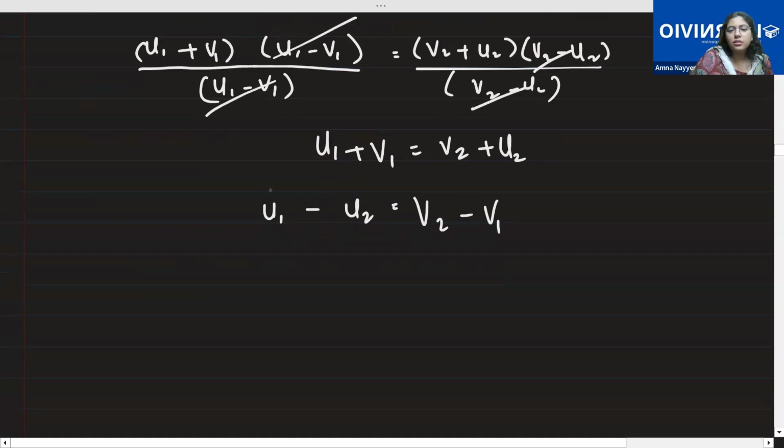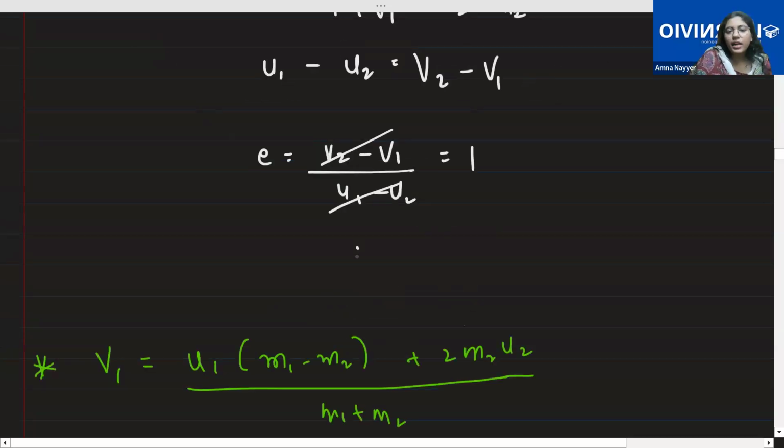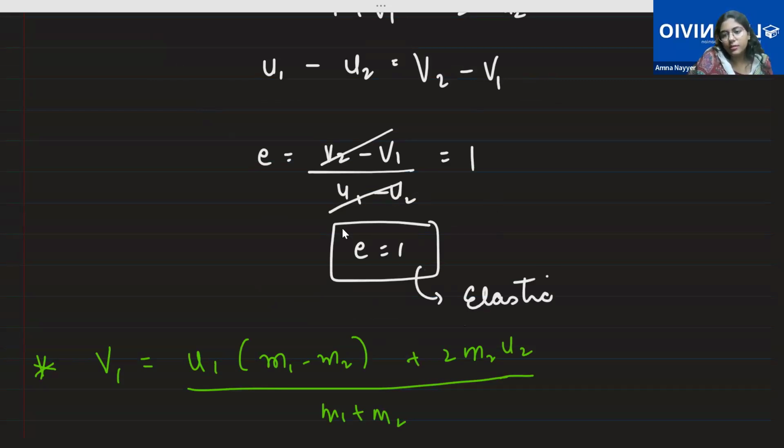Take the ratios. Now let's put it here. What is E equal to? E is v2 minus v1 by u1 minus u2. In this case, both are the same, meaning they will be cancelled. It will give you 1. And that's what I told you, that E is equal to 1 in elastic collision. So this is the proof of it.